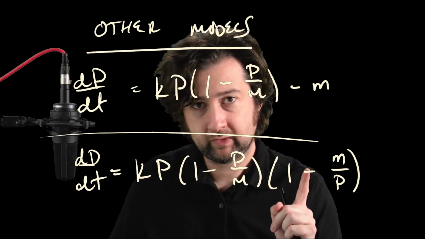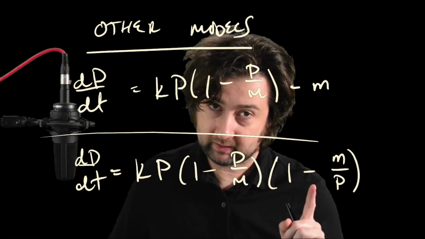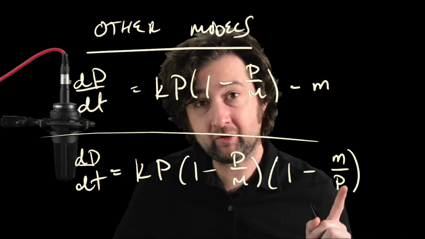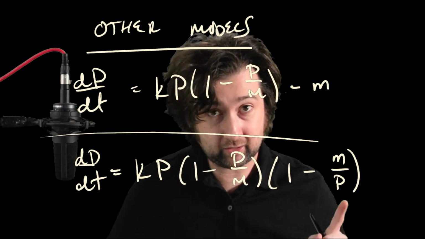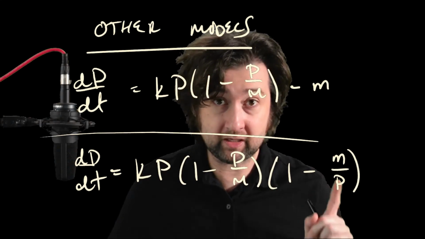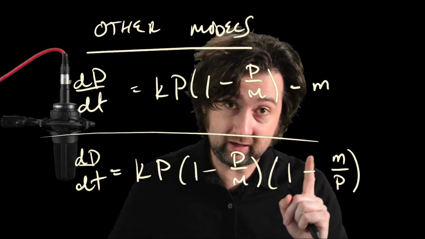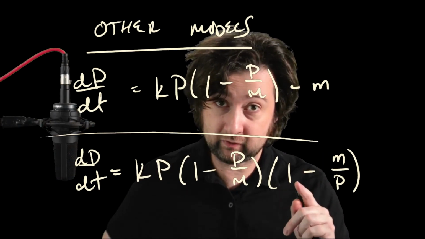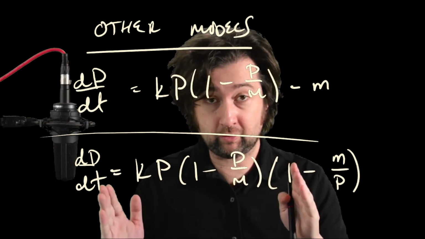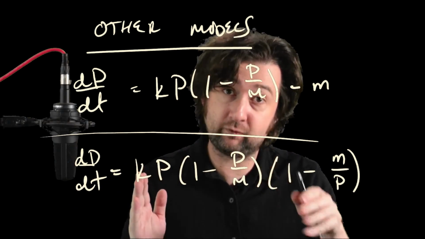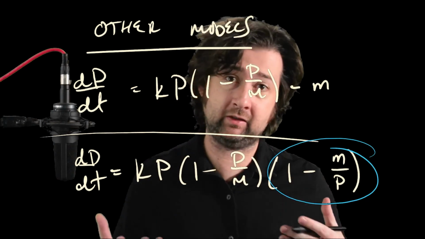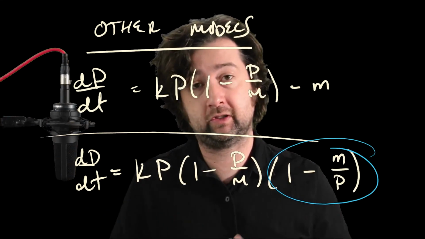What happens here? Well, now the p is on the bottom. So if p is smaller than m, then m over p is a big number, and that makes this negative. And if this is negative, it makes all of the rest of it negative. So this is a way of forcing the growth of the population to be negative once you go below a certain line. So we can also think about modeling in situations where we have more constraints or conditions.